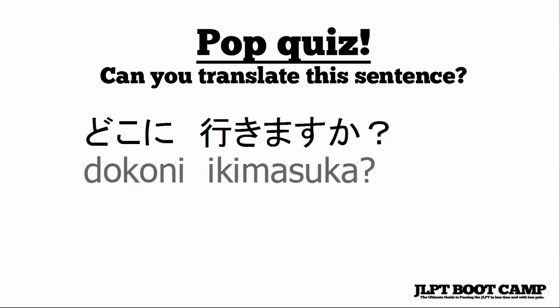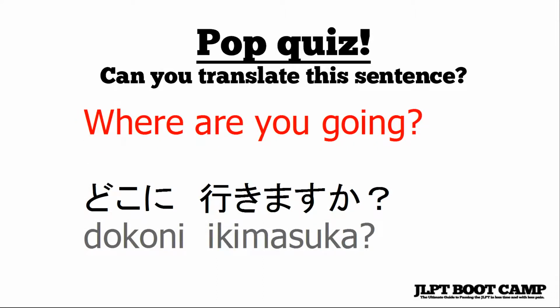English translation would be, where are you going? So doko is where, ikimasu ka is go. And of course, ka is the question marker.